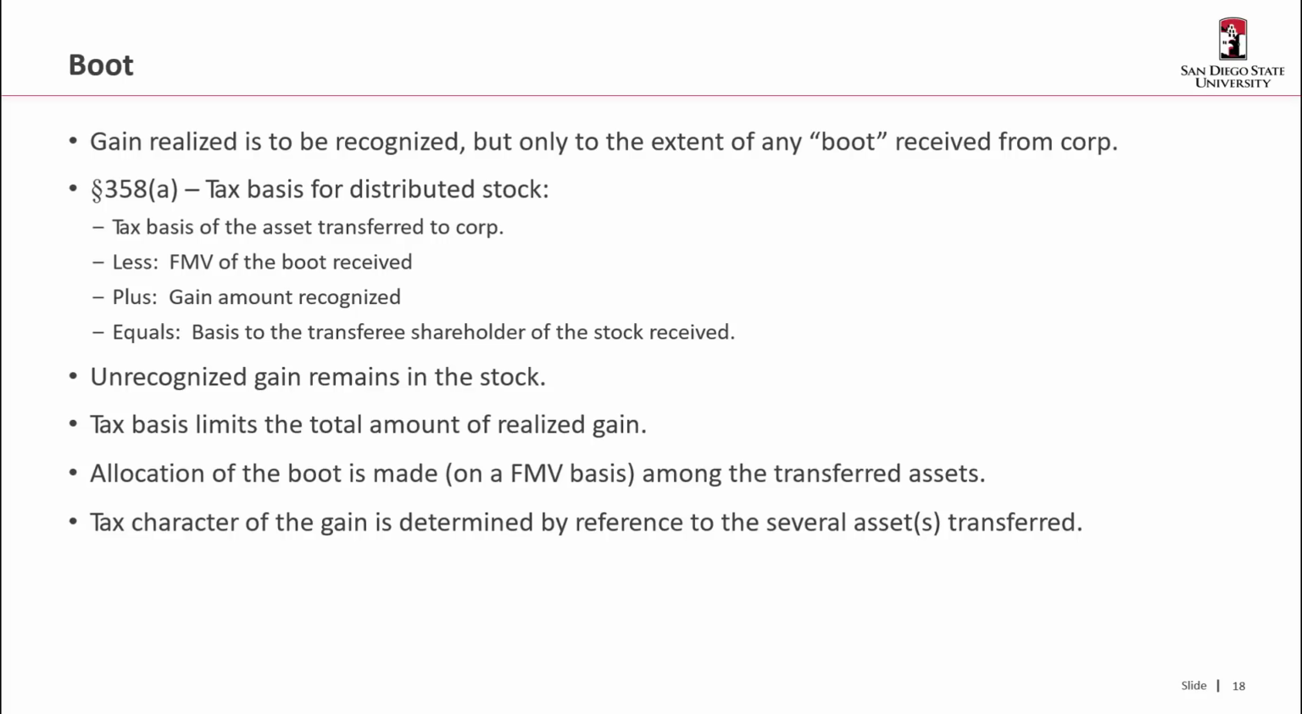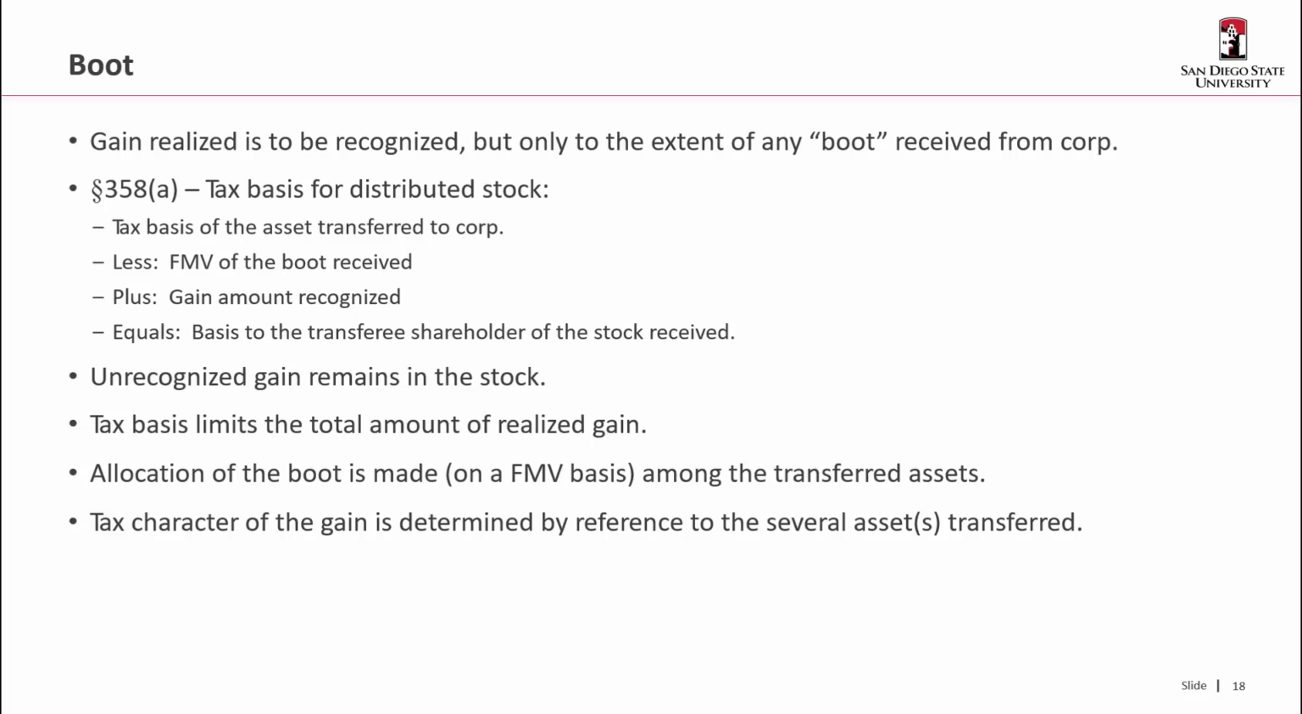The tax basis limits the total amount of realized gain. Allocation of the boot would be made on a fair market value basis amongst the transferred assets. So imagine that what happens is I transfer cash and... No, I just transfer cash. Let's make it easy. Sorry. Property, not cash, in exchange for shares. And I get back shares and 2 pieces of property.